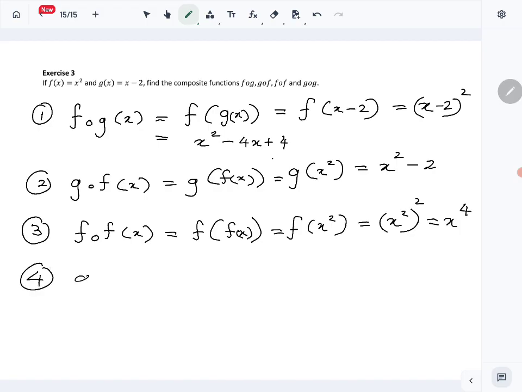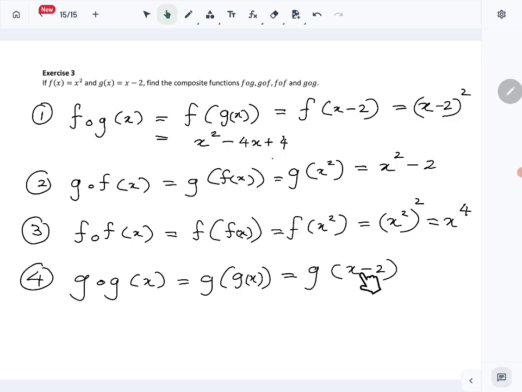Let's do the last part. g circle g. Then g of g of x. So inner and outer are both g. What is g? x minus 2. So I am trying to find g of x minus 2. So wherever you see an x in this function, I have to substitute x minus 2. So I get x minus 2 minus 2. So instead of x, I have to write x minus 2. And now simplify: x minus 4, right? So that is how you do composite functions, right?